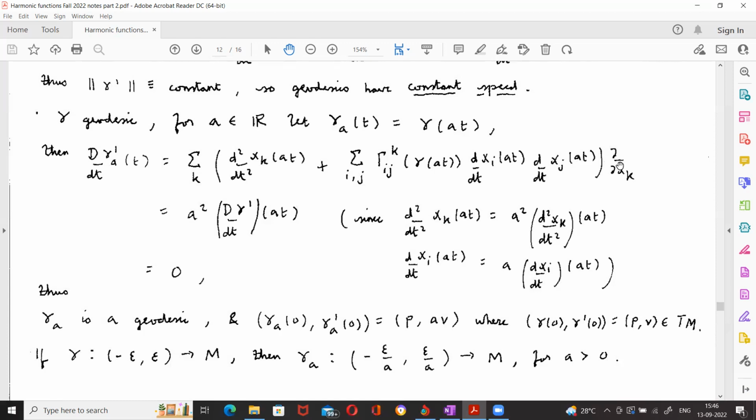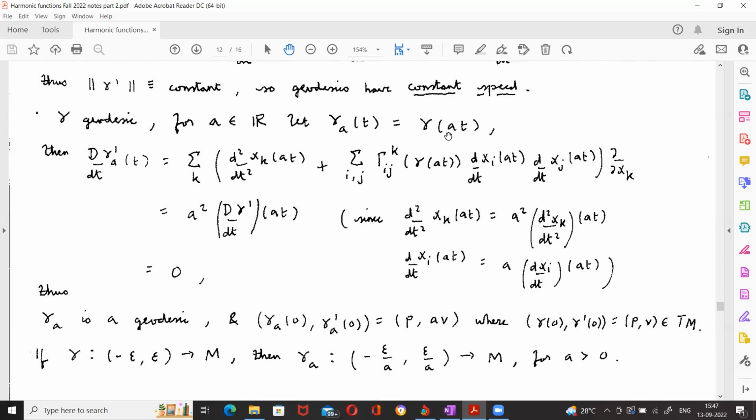Is this all right? Now, when you take two derivatives here, I'll get an a squared coming out. And here, when I take one derivative, I'll get an a, and here, when I take one derivative, I'll get an a. So the product of those two a's will give me an a squared. So I'll get an a squared coming out from the whole thing. And then what will remain is the covariant derivative of gamma prime at the point at. This will also be zero because gamma is a geodesic. That means that this gamma a is also a geodesic.